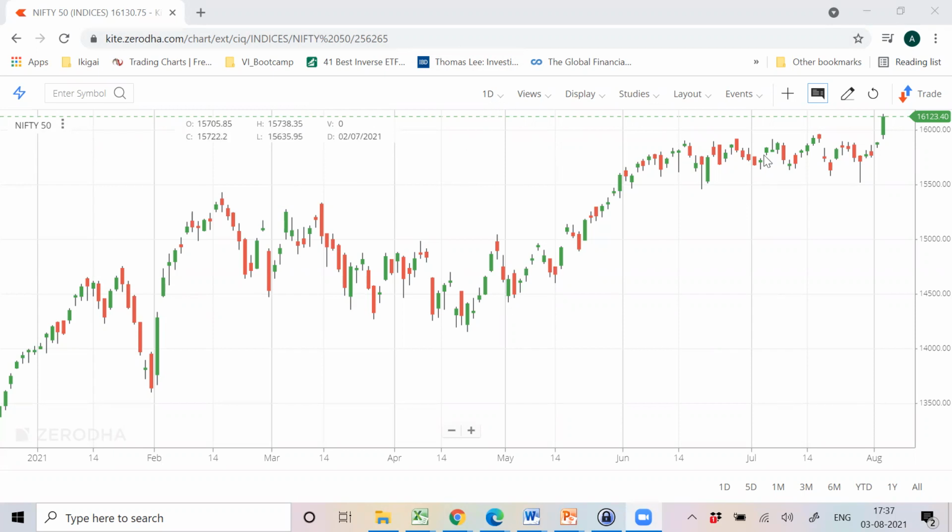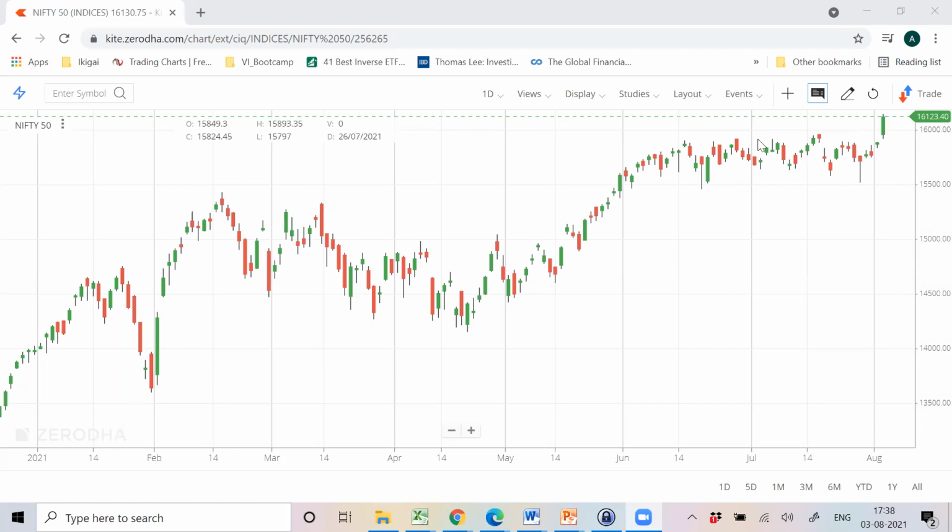So you can just see that right now today, this green figure right here, 16,123 on the 3rd of August 2021. This is where Nifty has closed. Now Nifty 50 is the most traded index along with Bank Nifty in the Indian stock market. So you can see this big green candle has reached here and Nifty has closed.